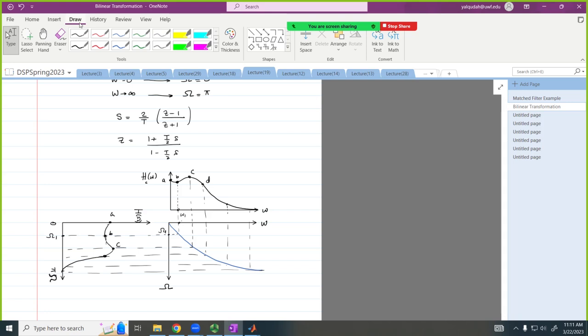Can everybody see it? Clear? Now what's not clear is why I made it this.